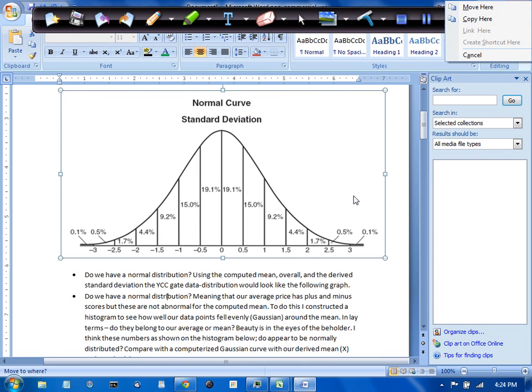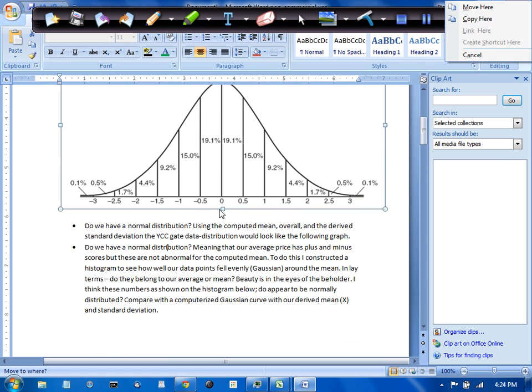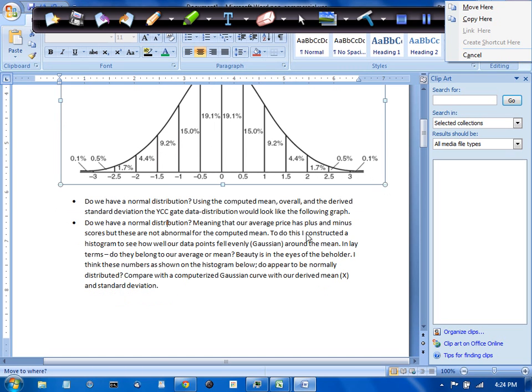Now I come down here and I make some additional comment. Do we have a normal distribution? Using the computed mean overall and the derived standard deviation, the gate data distribution would look like the following. And below I've got the actual data fit. And then I ask, do we have a situation where our average prices, plus or minus standard deviations, are not abnormal for the computed mean? To do this, I constructed a histogram.